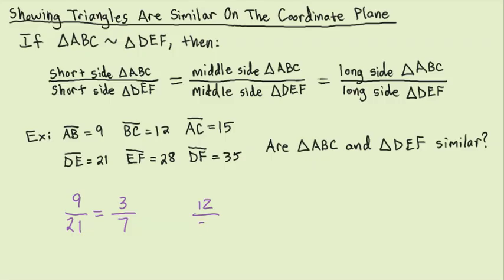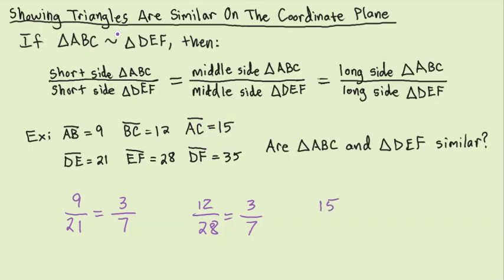So that's 12 divided by 28. 12 can be divided by 4, and 28 can also be divided by 4. 12 divided by 4 is 3. 28 divided by 4 is 7. So look, we got the same fraction, 3/7. So the ratio or the proportion of small side to small side is 3/7, and the proportion of middle side to middle side is also 3/7. Now let's see if we get the same thing for long side to long side.